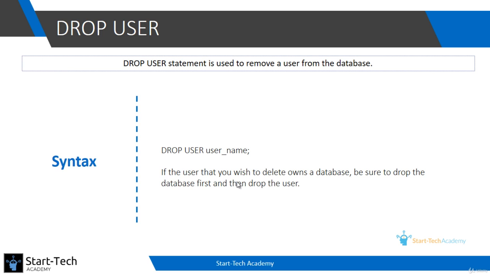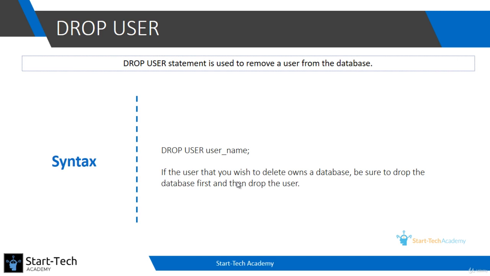Next, we will learn how to delete a user. To delete a user, we will use the drop user statement. This will remove the user from the database. The syntax for this is drop user, and then you mention the username. Just remember that if you want to drop a user who owns the database, you will not be able to do so as long as the database is present. You will have to delete the database, and then you will need to drop the user.